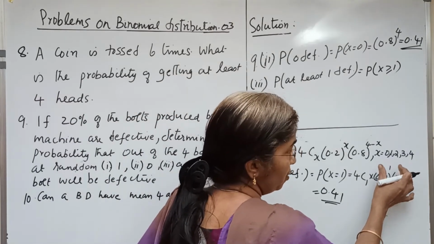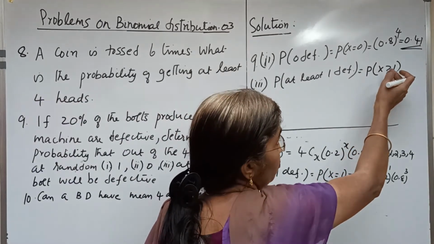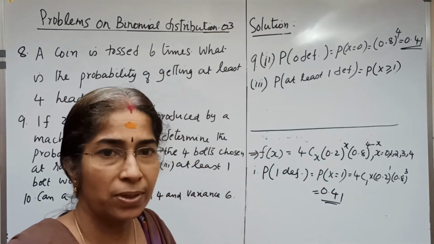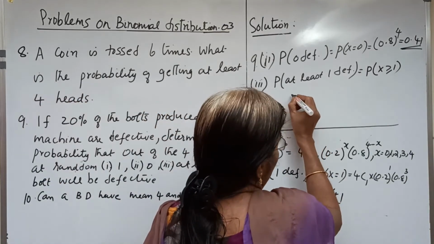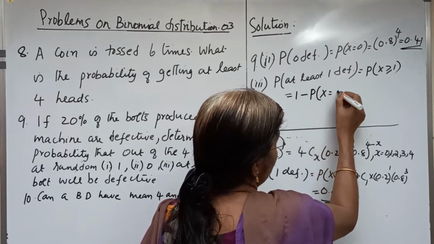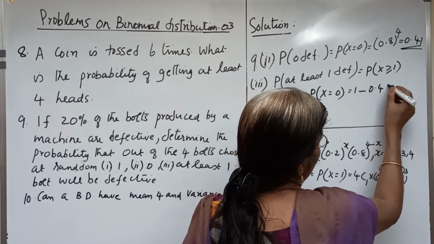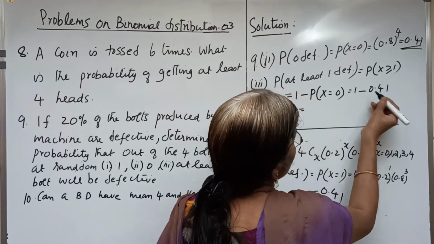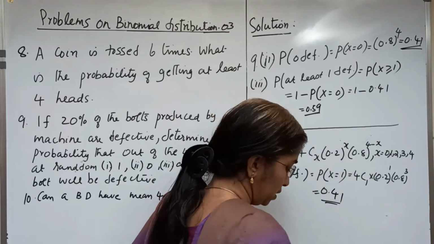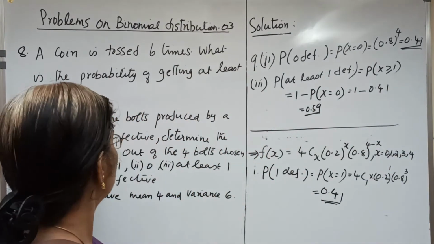As x takes values 0, 1, 2, 3, 4, the complementary event for x greater than or equal to 1 is x equal to 0. So we may write this as 1 minus probability x equal to 0. So it is 1 minus 0.41, which is 0.59. Okay, so this question is solved.